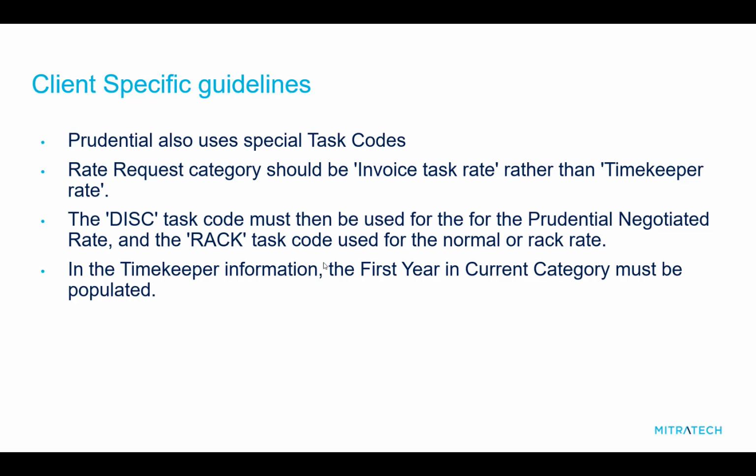Prudential also uses special task codes. The rate request category should be invoice task rate rather than timekeeper rate. The DISC task code must be used for the Prudential negotiated rate and the RACK task code used for the normal or rack rate. In the timekeeper information, the first year and current category must be populated.